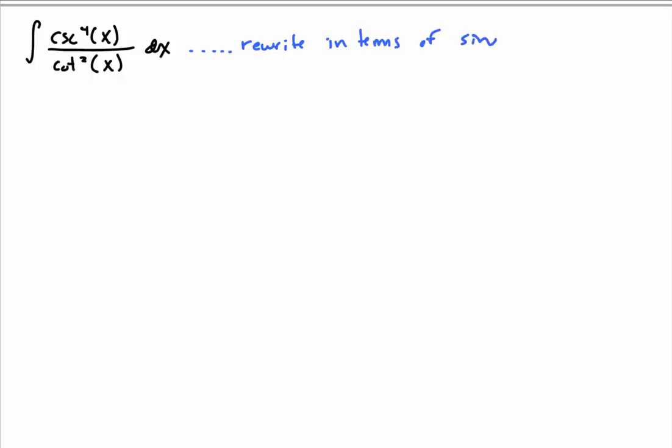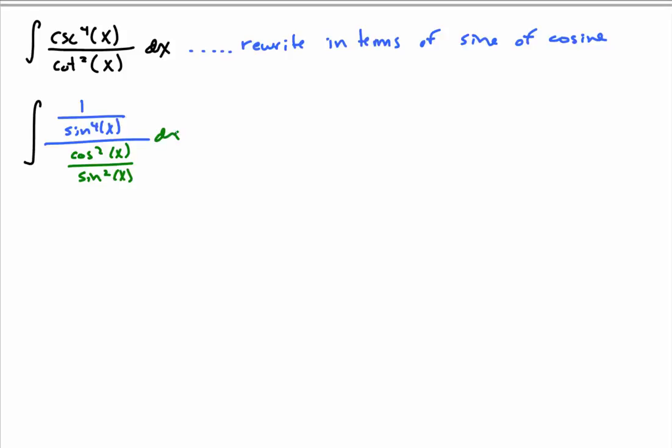Now the reason this sometimes works is I can recognize my derivatives and antiderivatives a lot easier. So a couple things I know. Cosecant is equal to 1 over sine. So this would be 1 over sine to the 4th of x. And then I also know that cotangent squared is cosine squared over sine squared of x. And of course when you divide by a fraction you're multiplying by that reciprocal, so I'll multiply by the reciprocal of the denominator, so the sine squared will flip up top.